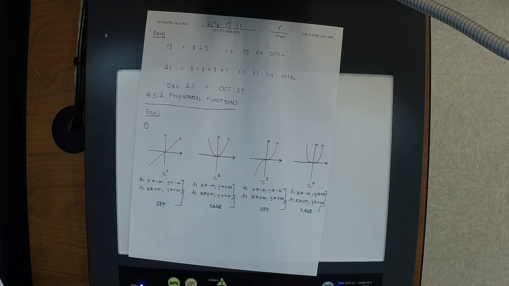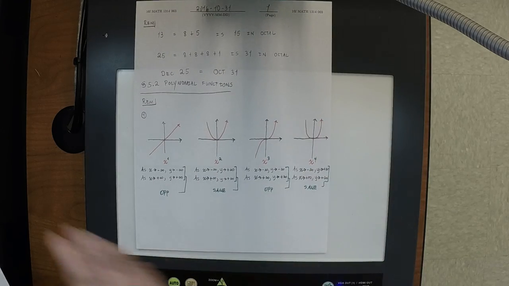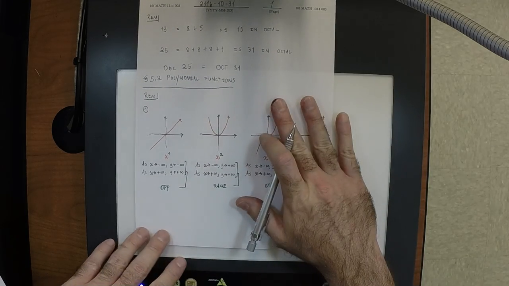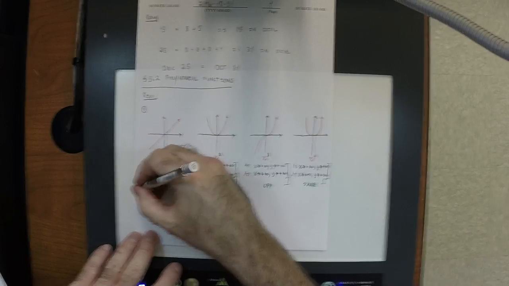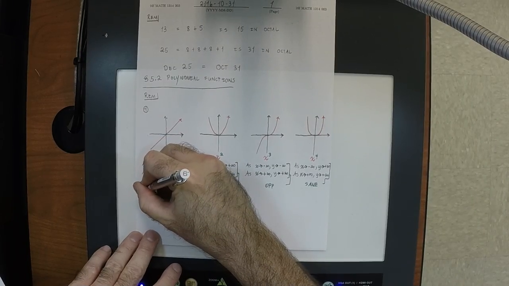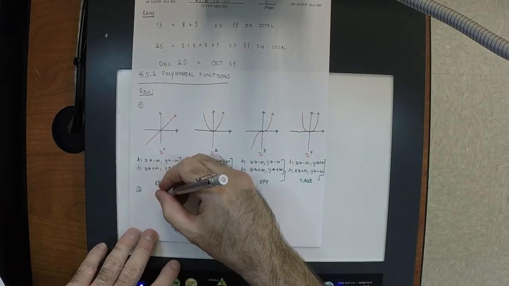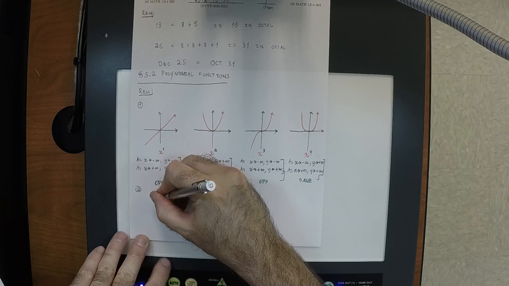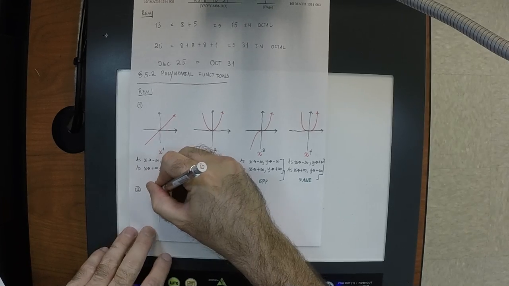Okay, so that means I should be able to give you just these two sentences and no picture whatsoever. If I say, suppose we have a polynomial function that satisfies these two sentences, you should be able to address the question whether or not it's even or odd. Okay? So the next thing is, now I'm going to draw the same four pictures, almost.